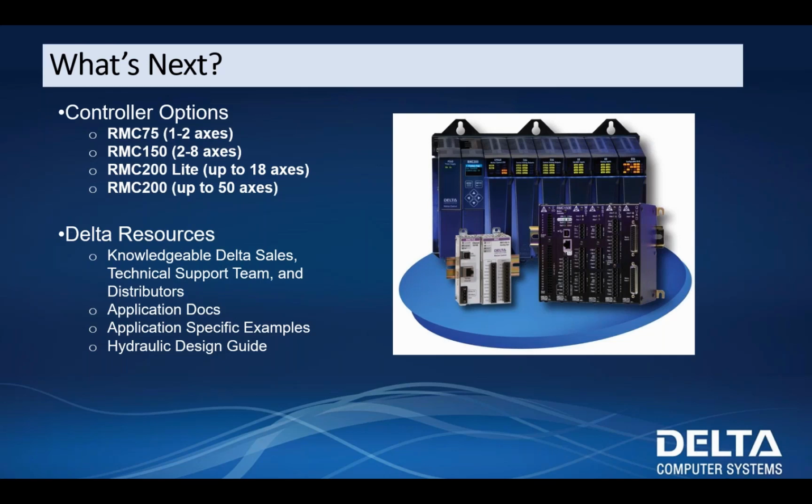So Delta has some great resources for you to use: knowledgeable Delta sales, technical support. Technical support is free, and very knowledgeable distributors. Application docs are available for many different applications. Say you've got a 4-cylinder press application. Well, we've got a paper for that. We've got a write-up. We've got specific examples, and many different things, whether it's presses, testing, die casting. We've got many different application docs, so feel free to reach out if there's something you need. And we also have a hydraulic design guide that AJ is going to talk about here in just a bit.